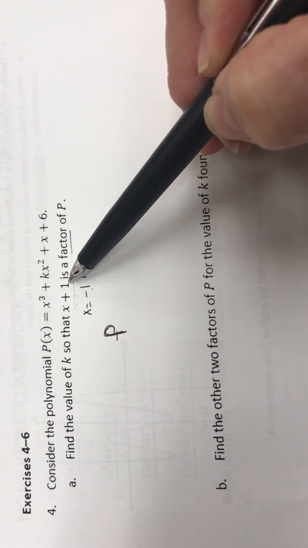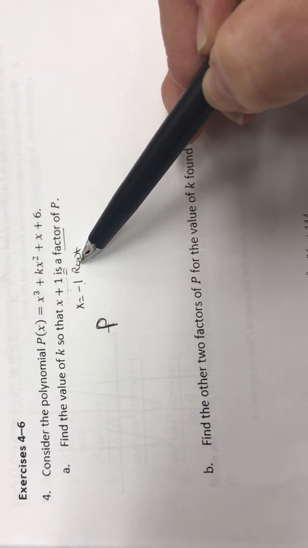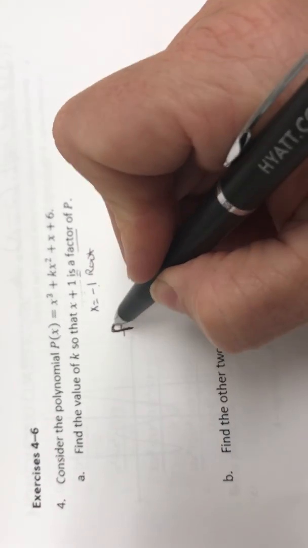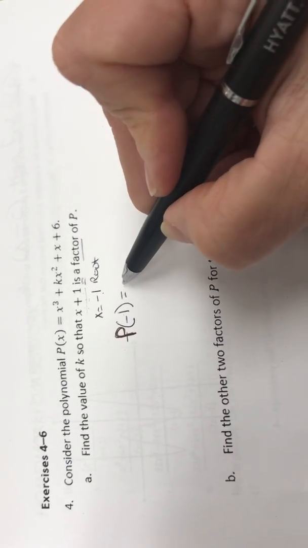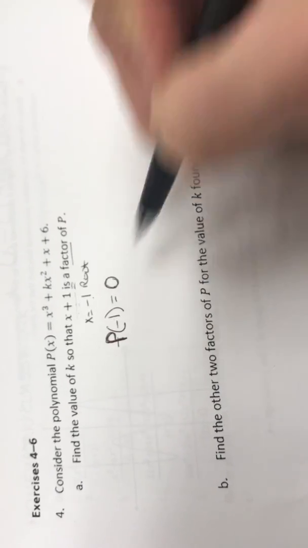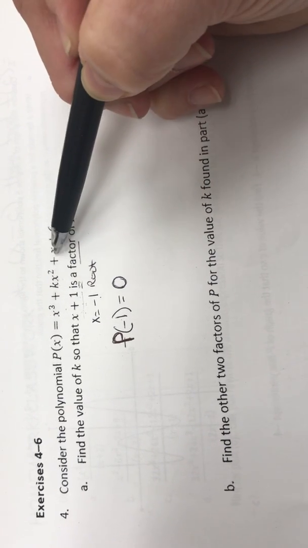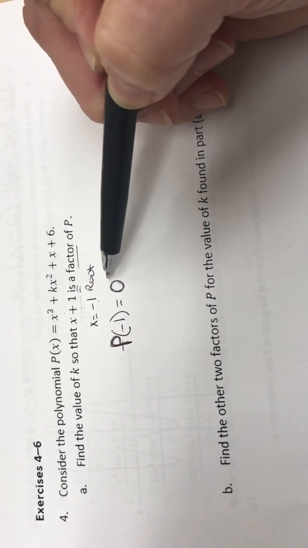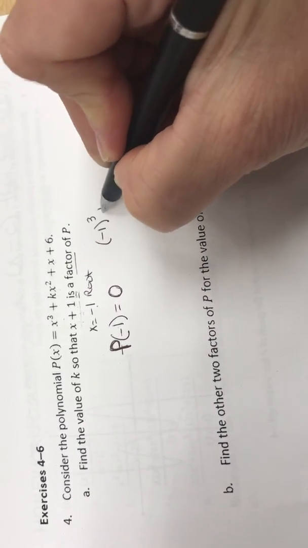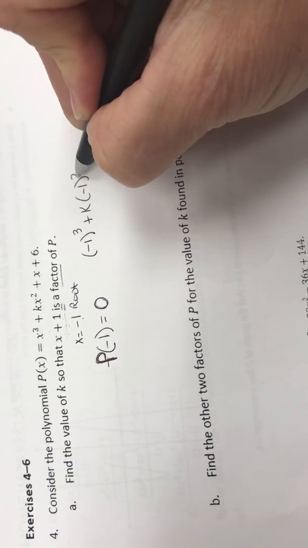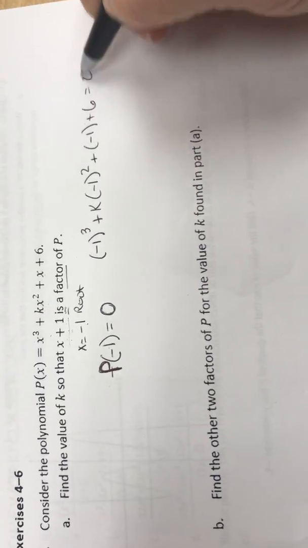Well, if x plus 1 is a factor, then -1 must be a root. So we're going to use the remainder theorem and find p of -1. If they're telling me it's a factor, that means there can't be a remainder. That means it has to equal 0. So that means if I take -1 and substitute it into each of these x values, I should get 0 as an answer. So -1 to the third plus k times -1 squared plus -1 plus 6 should equal 0.